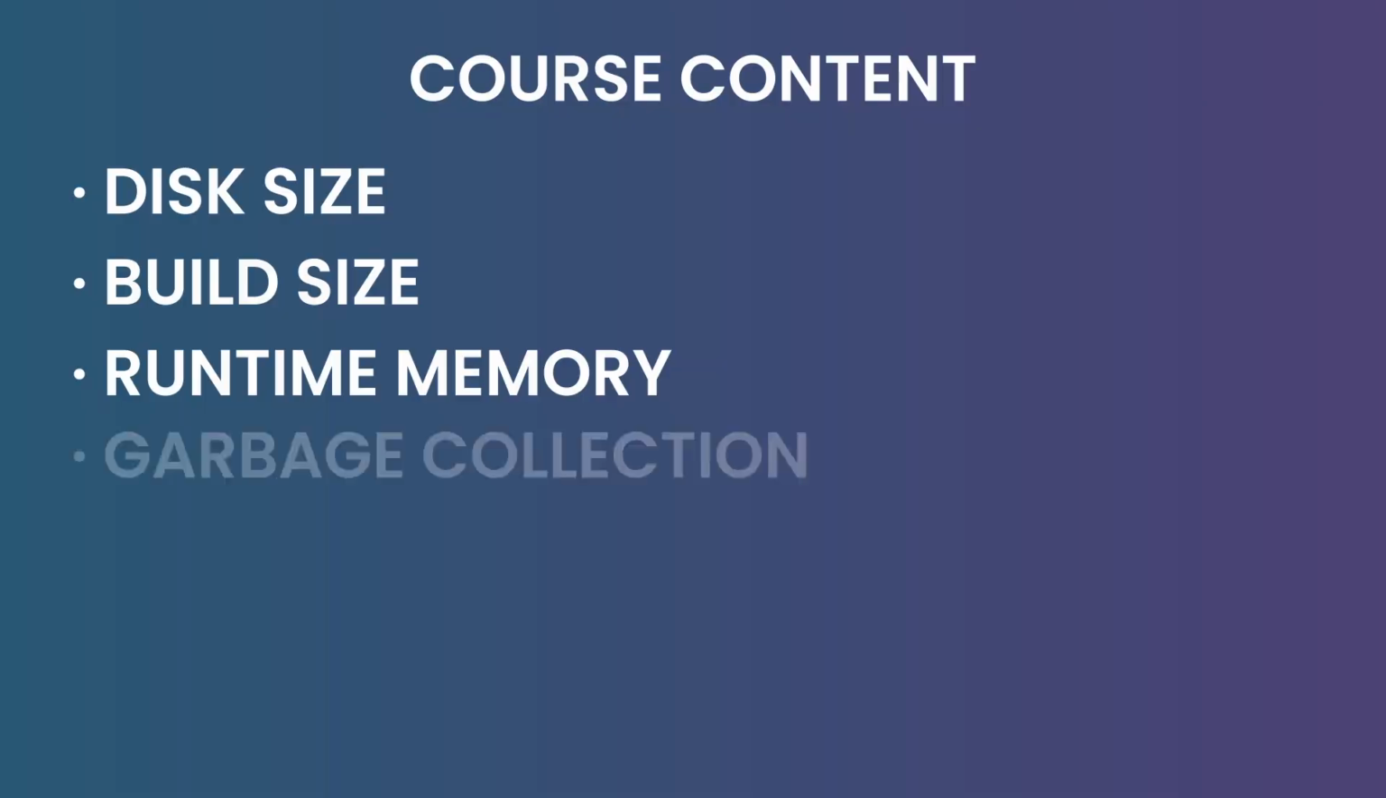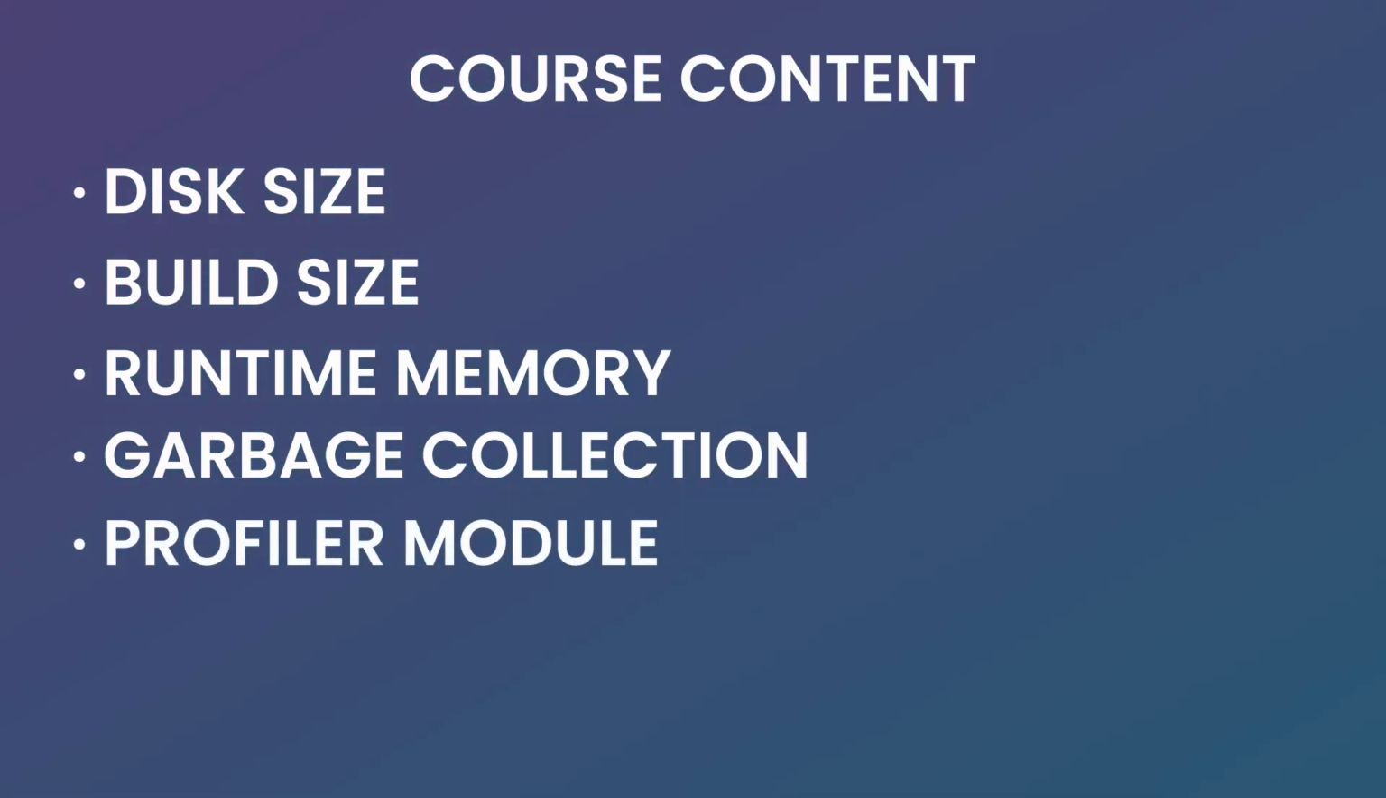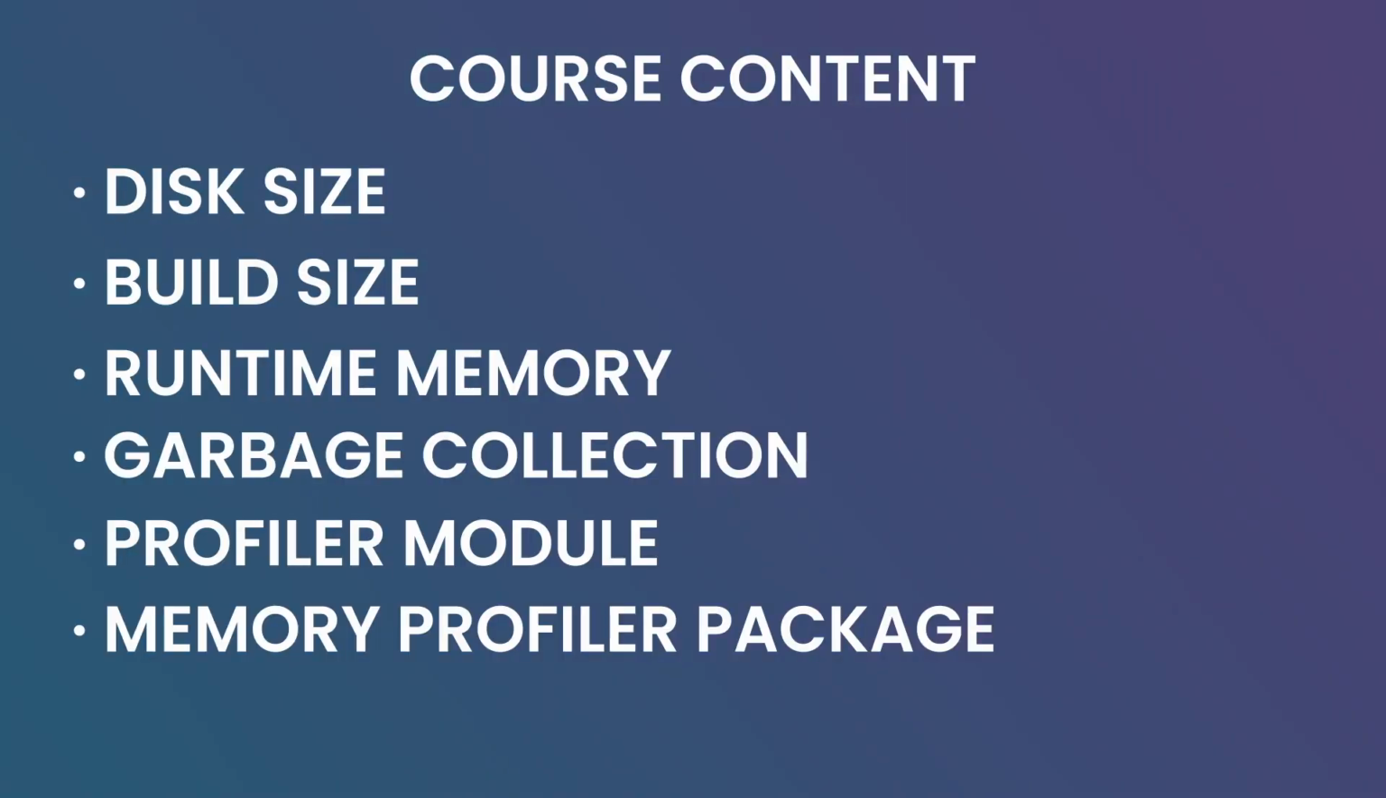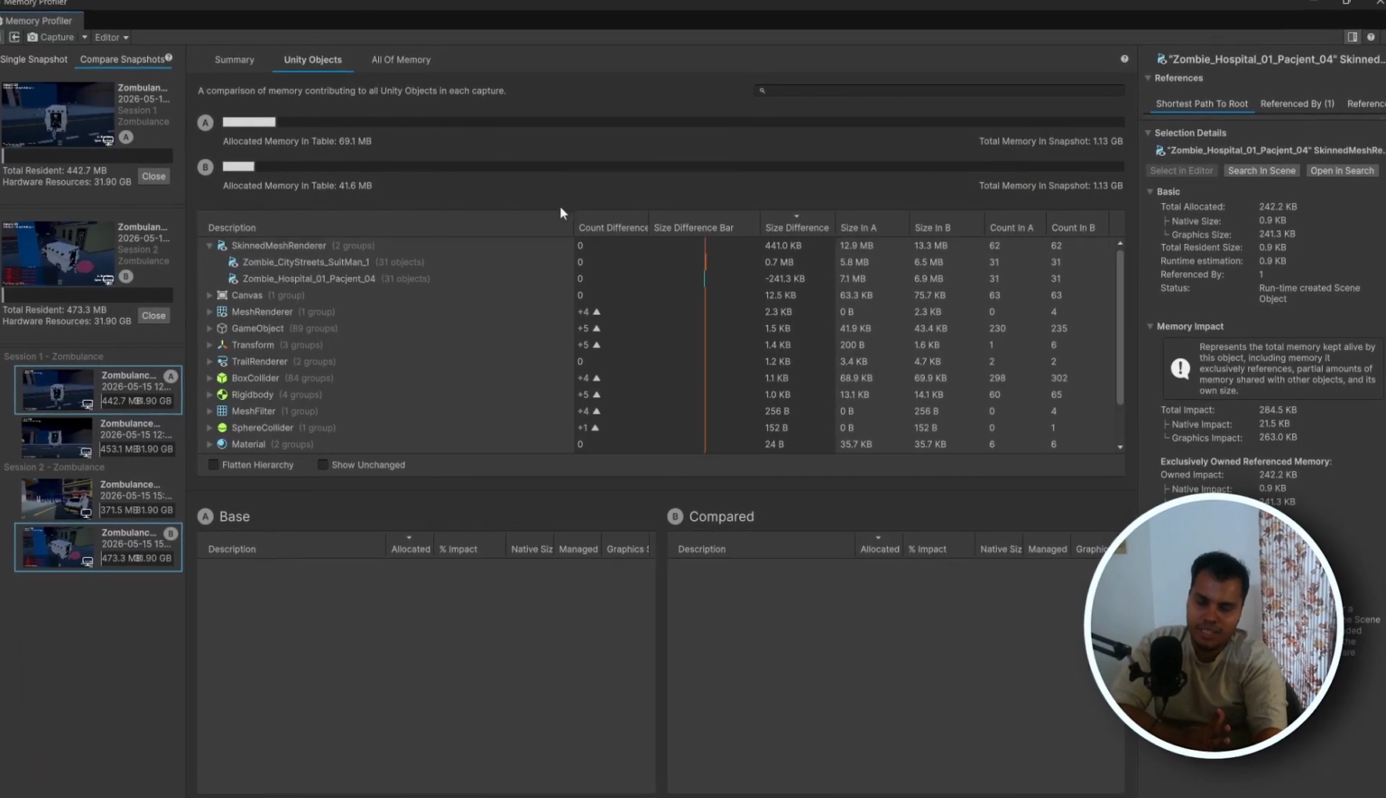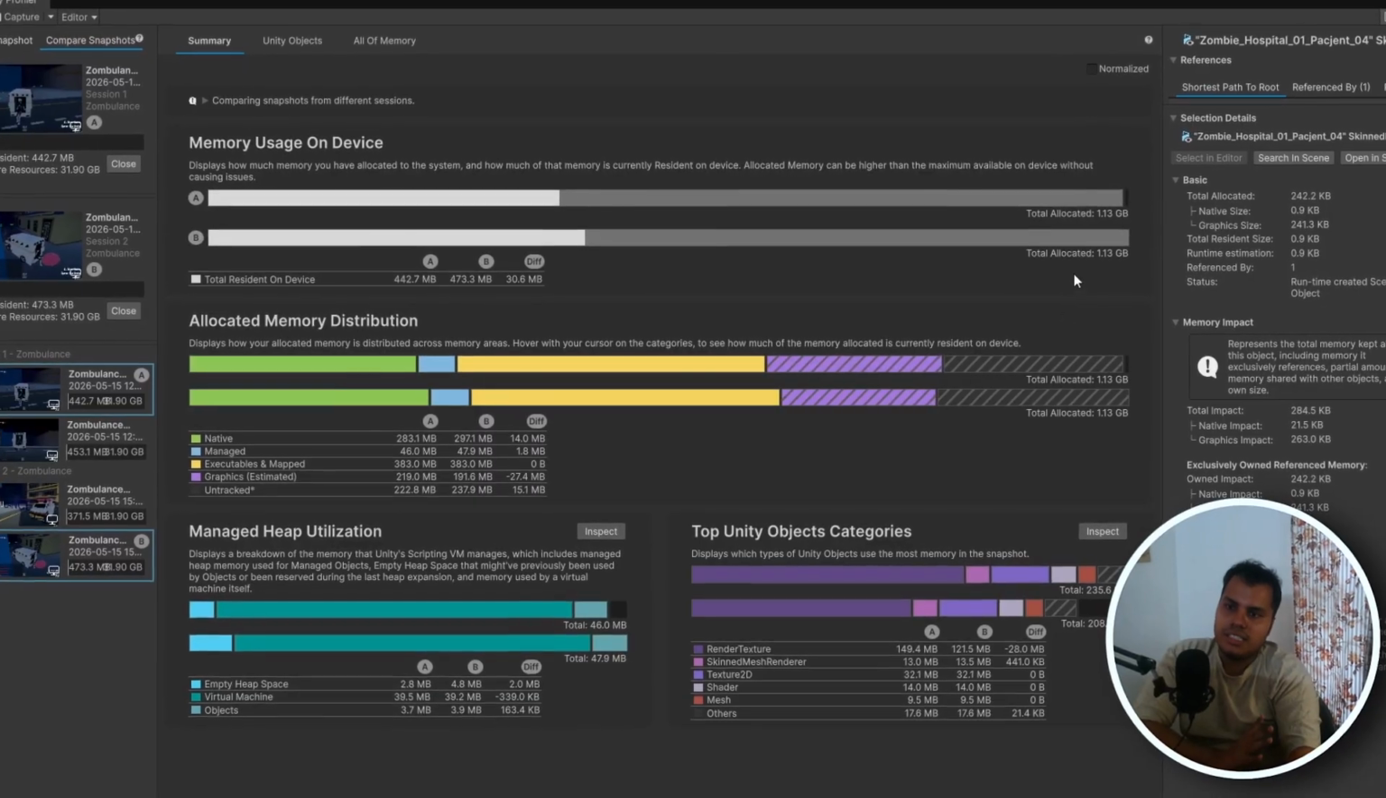Then we talk about garbage collection, GC. Then we go into the profiler module and learn how to solve GC errors in an actual project with real examples. And then, of course, the memory profiler package, where we learn how to actually read it. We look at what to look for and how to use it in a commercial project, and also how to solve memory leaks, which is important.